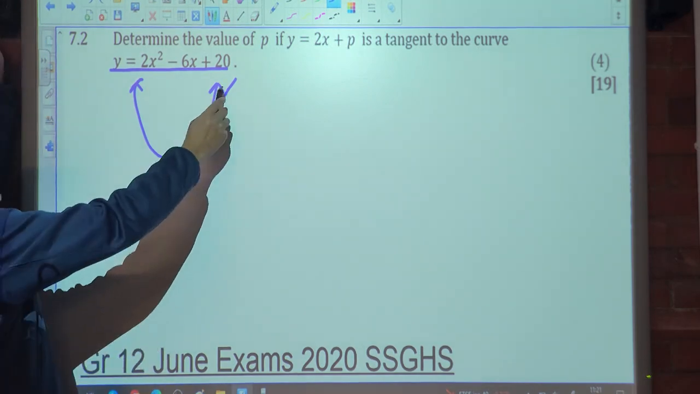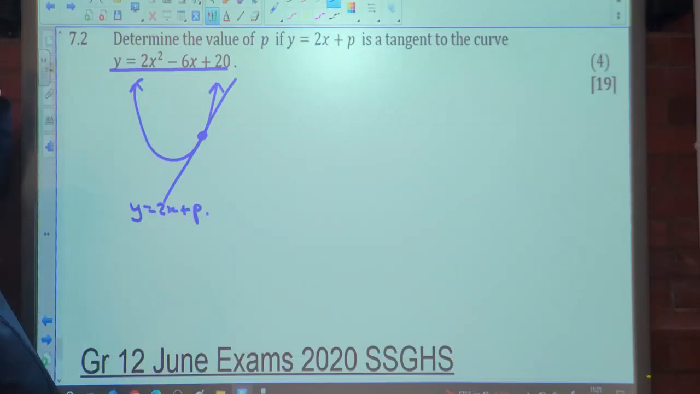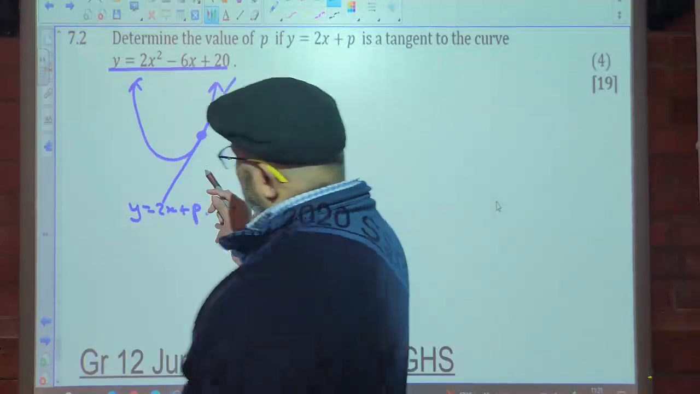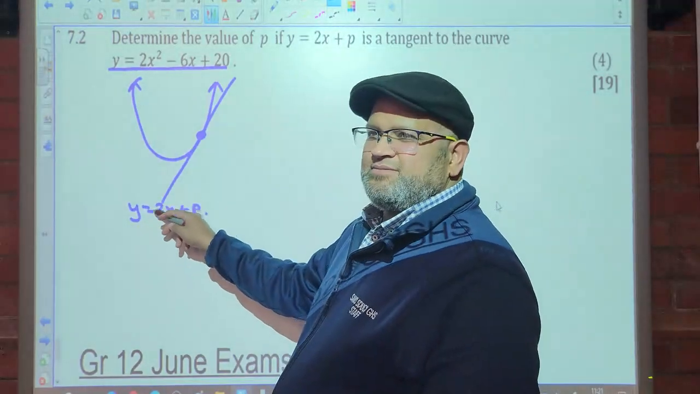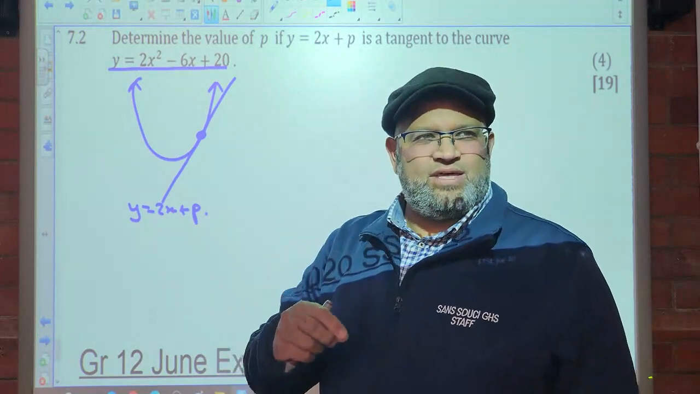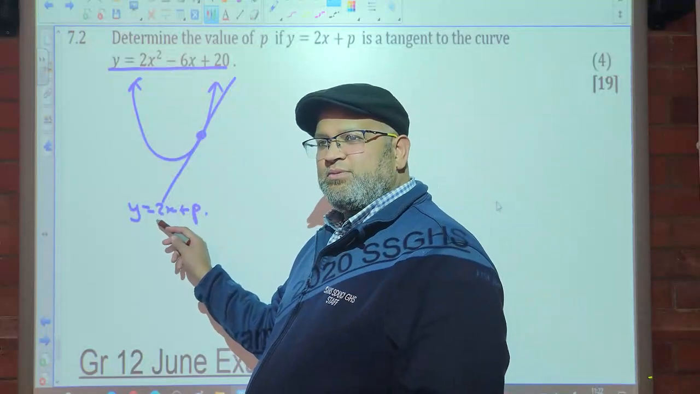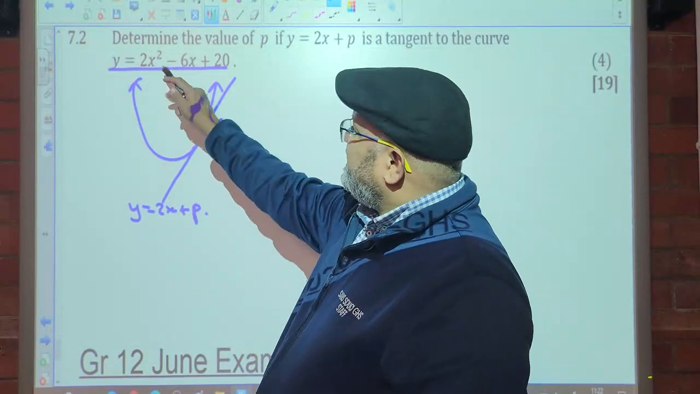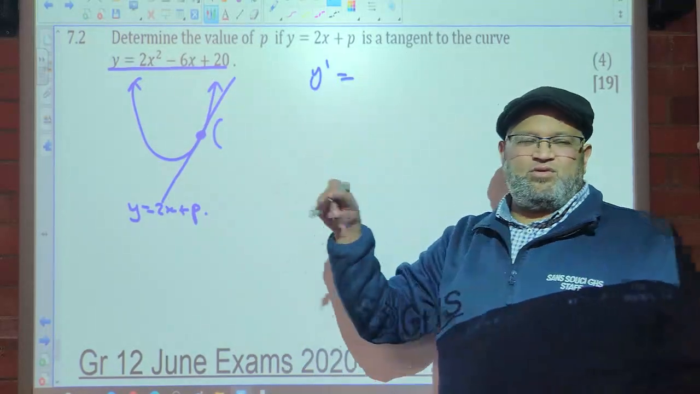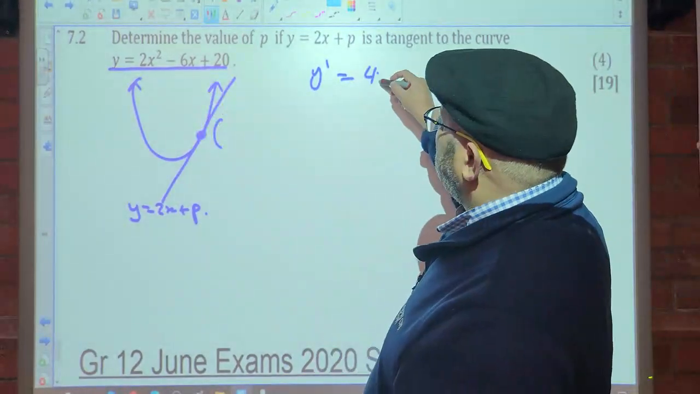But what do we have of this line? We have the gradient of this line, and the y-intercept, your p value, your constant. How do we normally calculate this gradient? First derivative, and then we substitute the x value in to get the gradient out. However, here we have the gradient. So to get this x value, I'm going to say y prime, or dy over dx, it's all the same thing. It gives us 4x minus 6.